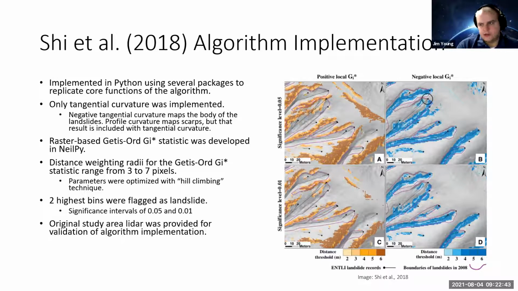And to generate the output, the two highest bins were flagged as landslide, which means the significance intervals of 0.05 and 0.01 were flagged as landslide. The original study area LiDAR was provided by the Hong Kong Civil Engineering Department for validation of the algorithm implementation by visual inspection of this figure from the original paper.